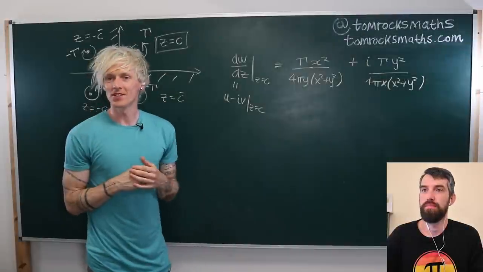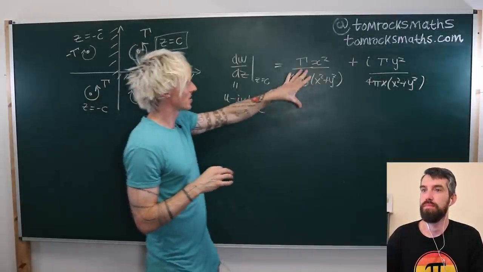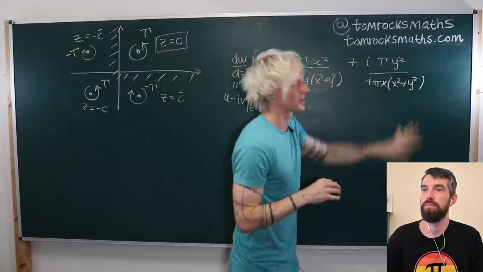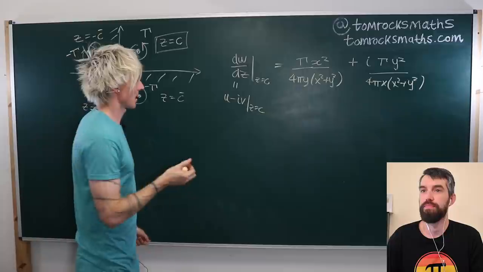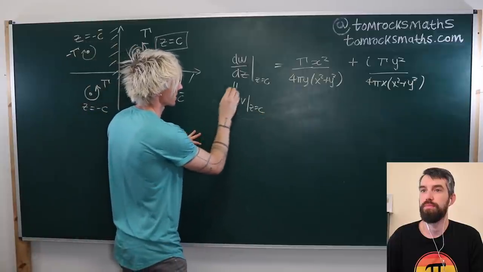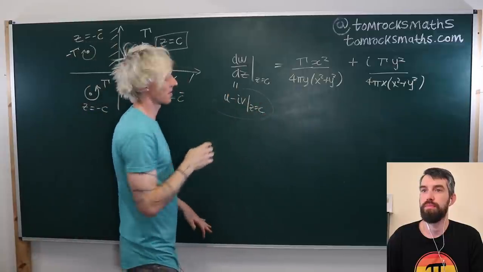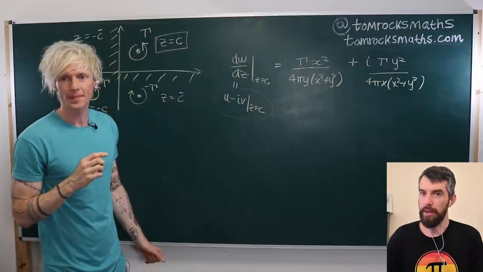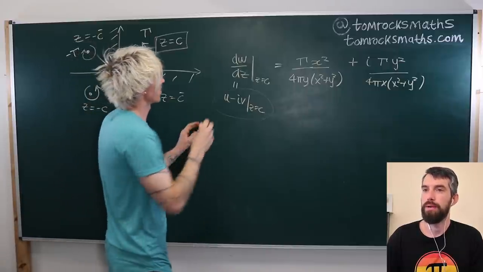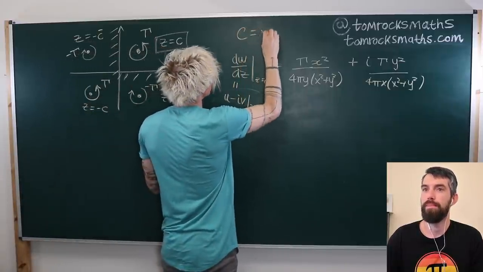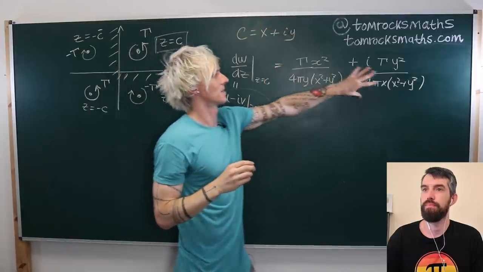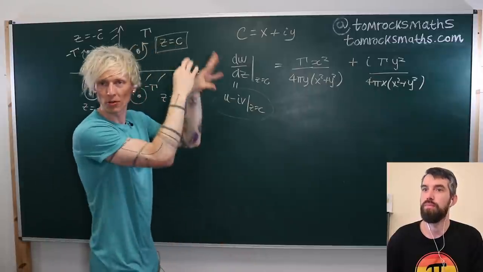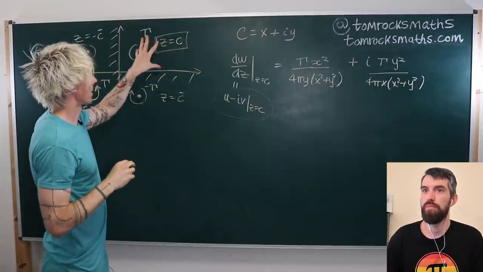So we've done as you suggested, and we've tidied this up into the real part plus i times the imaginary part. Now, the final thing we have to think about is how this relates to c specifically. Okay. So we've said that c was equal to x plus iy, and that's what x and y represent here, our general position in the complex plane.